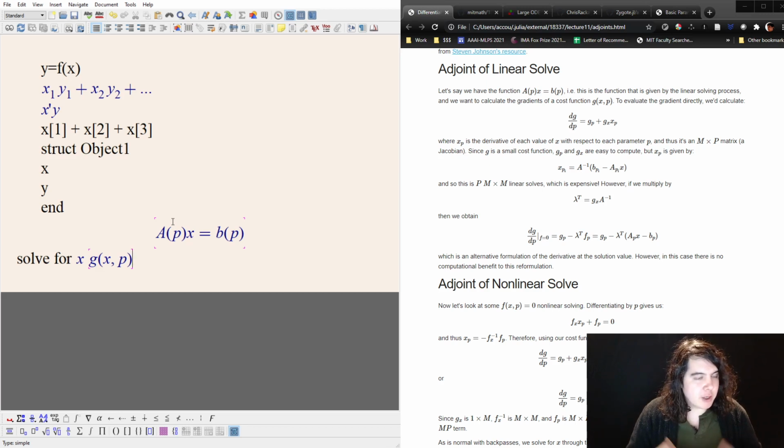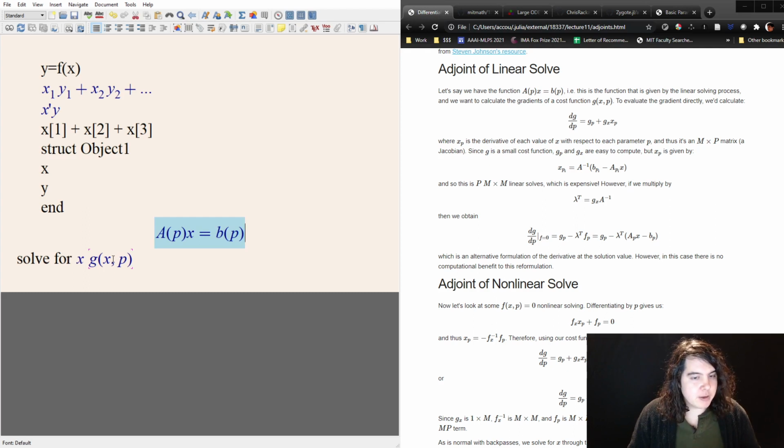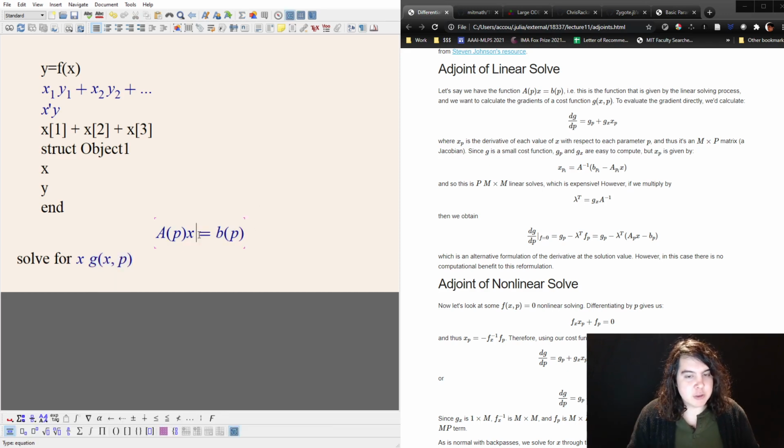So let's assume that you have a cost function on the output of a linear solve. You calculate the solution of the linear solve, and then you apply the cost function to it. That tells you the cost, and you want to minimize the cost. To find the right parameters to make the solution x close to data or something, you would want to take the gradient of the function g with respect to p. Changing p changes the matrix and changes the vector, so it changes the x that you solve for, and therefore it changes the cost.